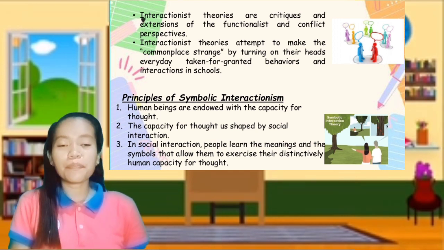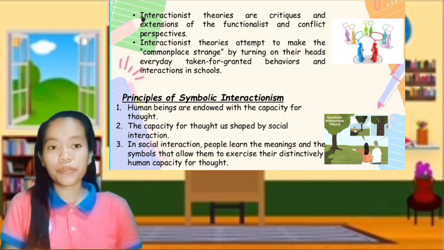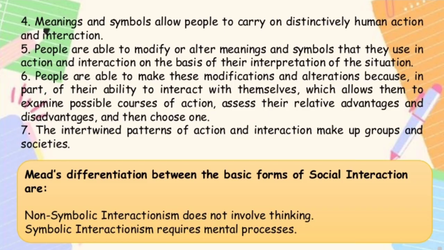So next are the principles of symbolic interactionism. First, human beings are endowed with the capacity for thought. Second, the capacity for thought is shaped by social interaction. Third, in social interaction, people learn the meanings and the symbols that allow them to exercise their distinctively human capacity for thought. Four, meanings and symbols allow people to carry on distinctively human action and interaction.